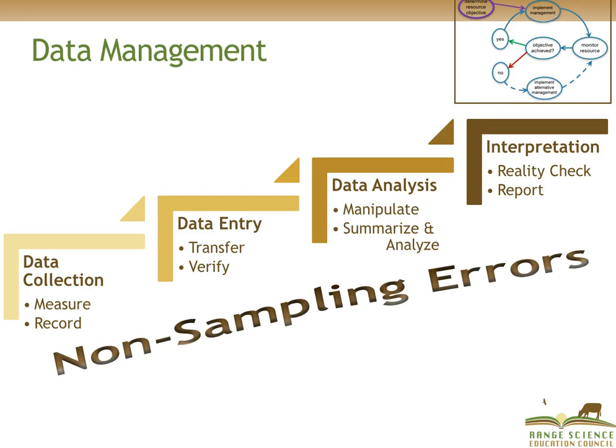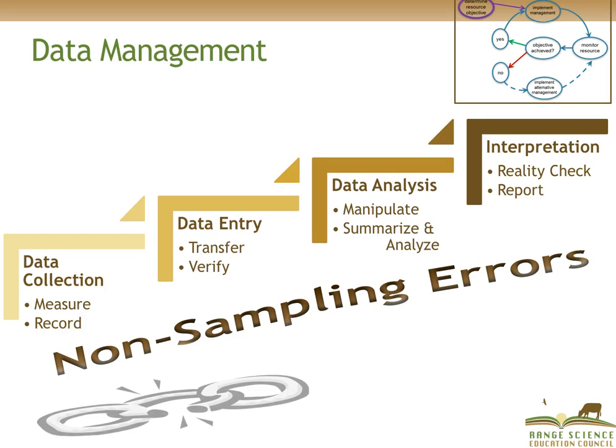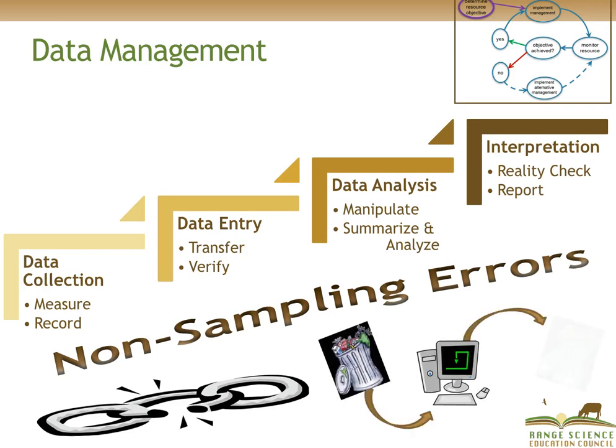Now, with all of these stages, there's many places where non-sampling errors can occur. And it's similar to a chain of events. The strongest chain is as strong as its weakest link. And we've all heard the saying, garbage in, garbage out.